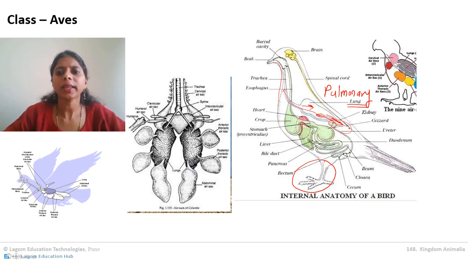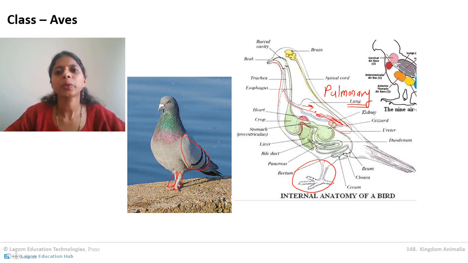So air sacs help the bird in two ways. First of all, they help the bird to float in air, and they also help the bird to keep its internal body temperature a little bit lower. Understanding? So it is called double respiration: once the air comes into the lungs, and secondly the air goes into the air sac.